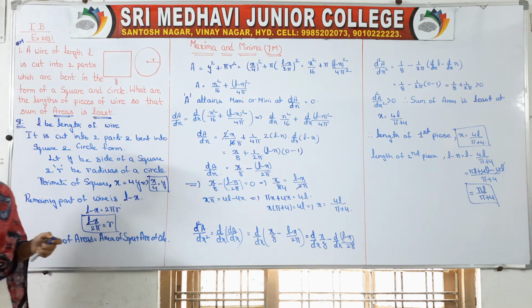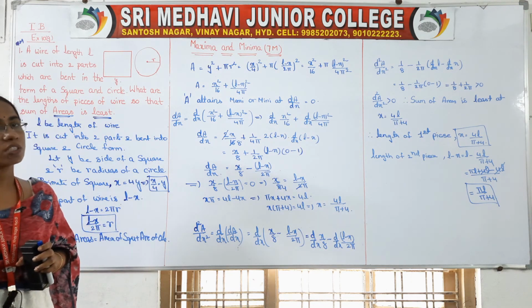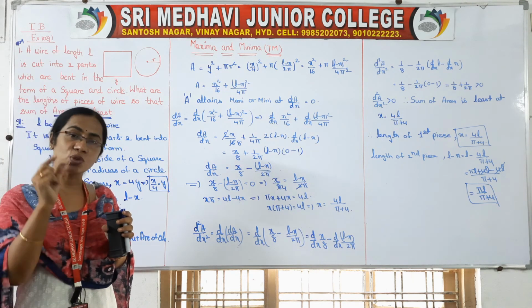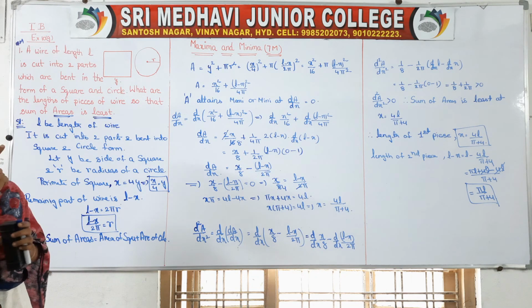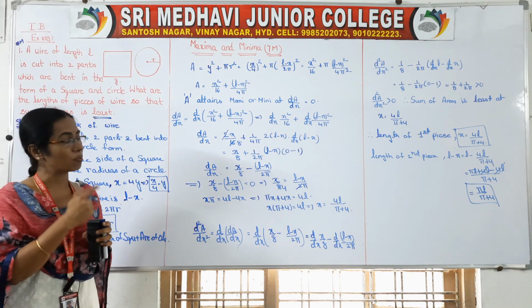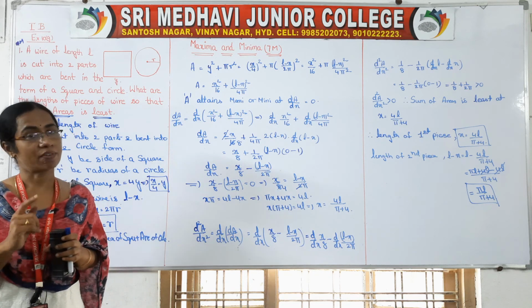Try to write your areas in terms of only one variable. That is our aim. In all the problems, they will give some clues. With those clues, try to write the given function in terms of only one variable so that we can differentiate with respect to that variable. Here your area is in terms of x, so you can differentiate with respect to x. Practice this problem perfectly. It is a 7 marks problem, the most repeated 7 marks problem.